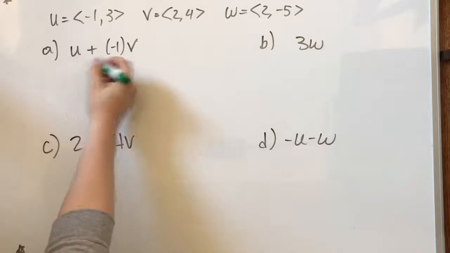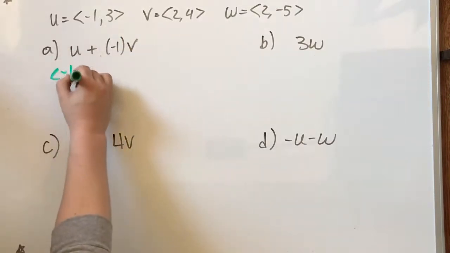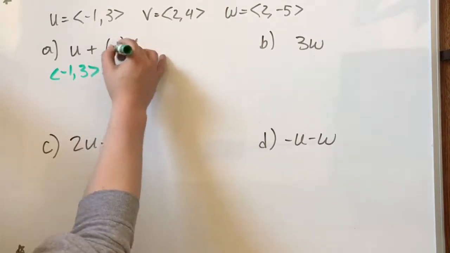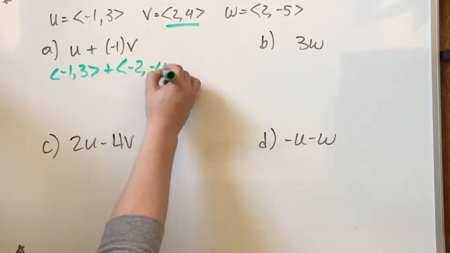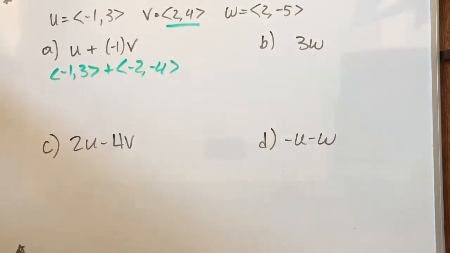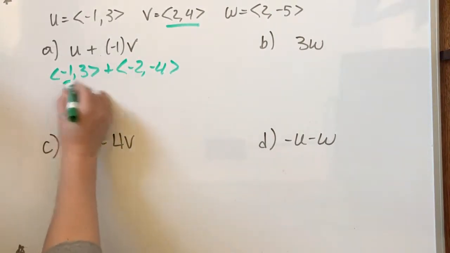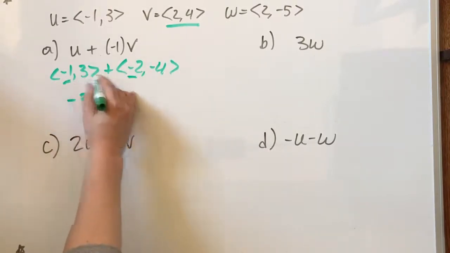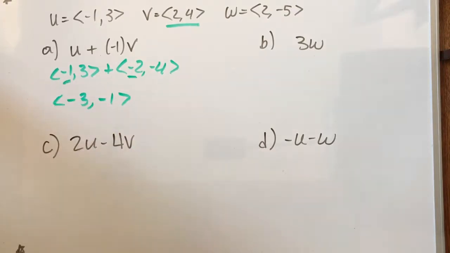Alright, so if I'm just adding and then this -1 here, I can just take u, which is -1, 3, and then I can actually distribute this -1 through v, so I would end up with -2, -4. So that's basically how scalar multiplication works. You just distribute it to both the x and the y. And then now I can just add corresponding parts. So -1 plus -2 is -3. 3 plus a -4 is -1, hopefully.